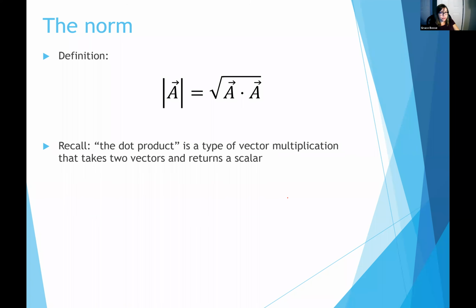Another definition I want you to remember and just have ready to use in just a few more lectures is that the norm of a vector is defined as the square root of that vector dotted with itself. We mentioned this form of vector multiplication. It's called the dot product. It results in a scalar. And so the norm of a vector is the square root of that vector dotted with itself. Just remember that. We'll use that in a few more classes to come.